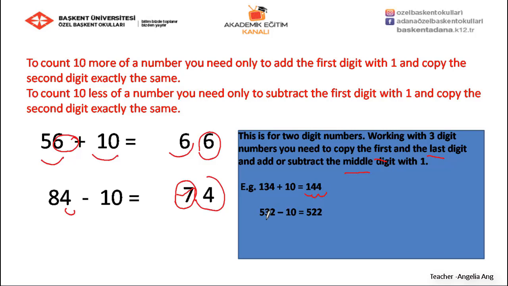Let's see with the subtraction. 532 minus 10, copy the first digit, 5, copy the last digit, 2, and subtract 3 with 1 equals 2. So the result of 532 minus 10 equals 522.